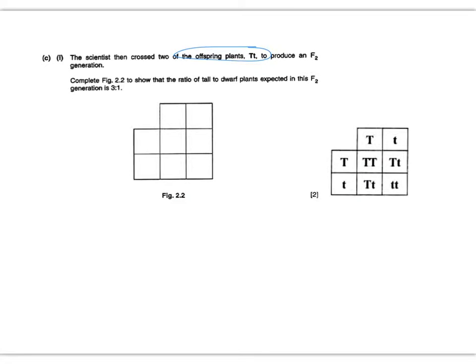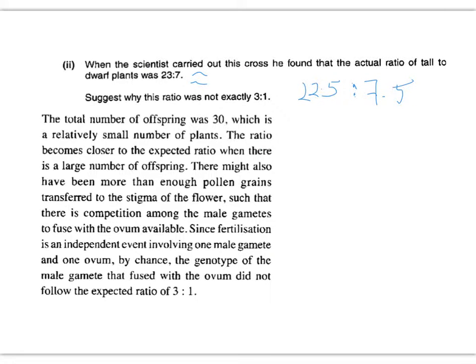Part C, scientists then do another cross. You cross the two heterozygous, so you do your working to write your big T, small t over here. And then when you do, you will realize that you have a 3:1 ratio of tall is to short, or dwarf. Okay, next part, last part. Now we know that the theoretical ratio is 3:1. Unfortunately, you don't have half an organism. So the ratio is 23:7, which is very near.